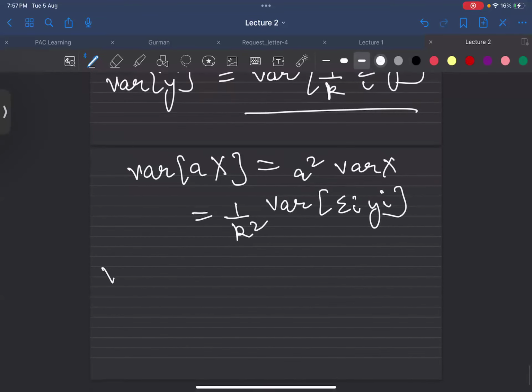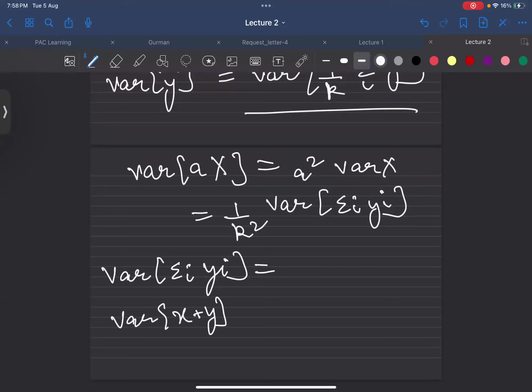Now, variance of sigma i yi. If x and y are independent, the variance of x plus y I can write as variance of x plus variance of y, if they are independent, like linearity of expectation as well. So I can write it as sigma i, obviously it is independent, variance of yi.